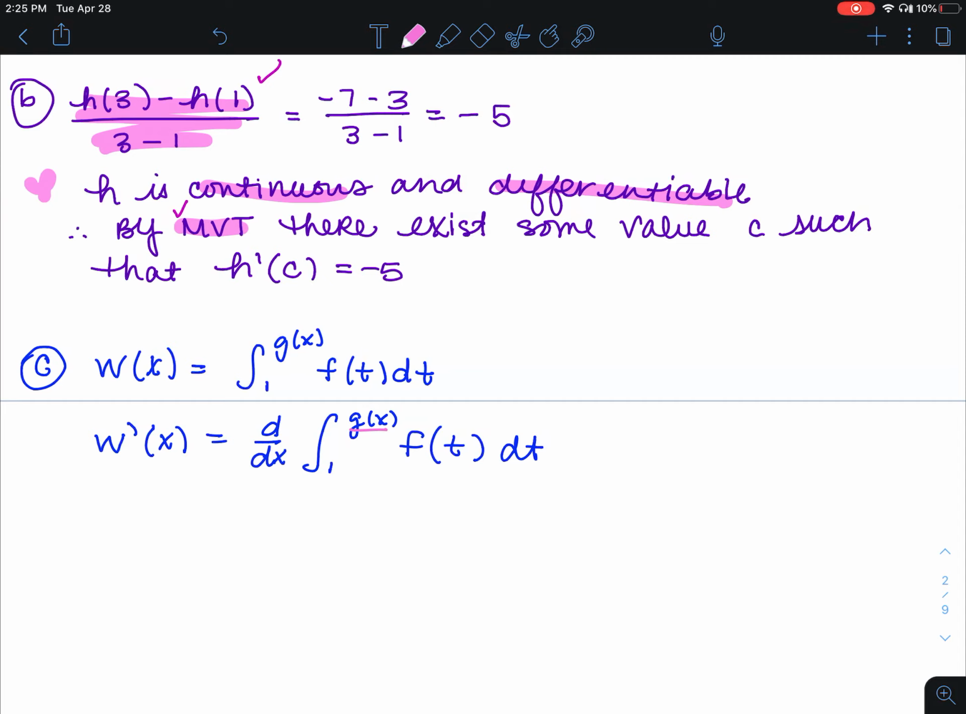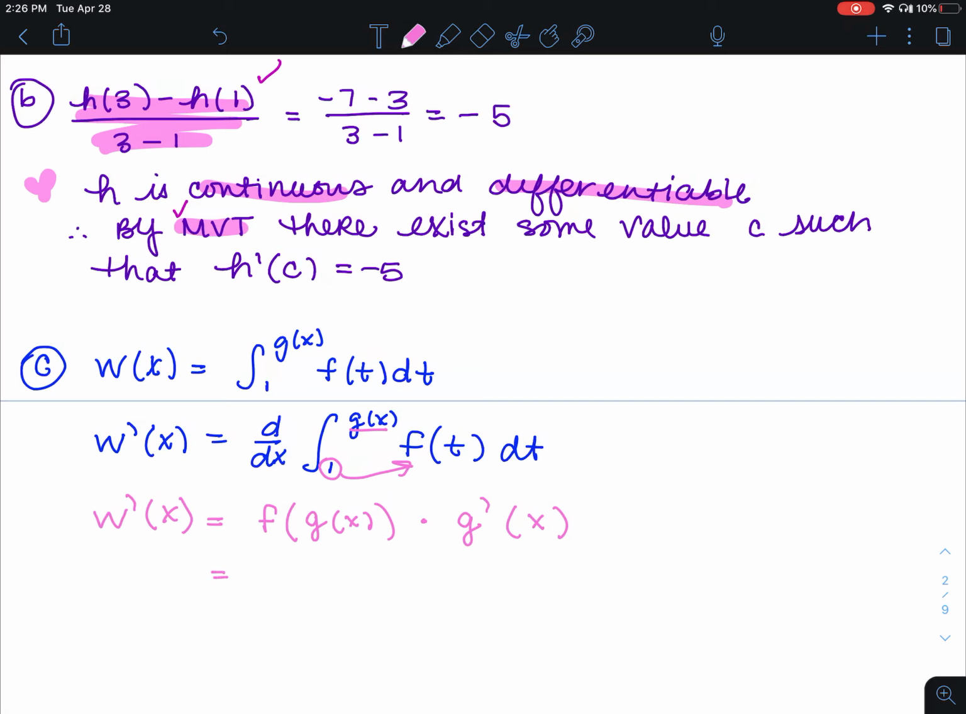And so the derivative of whatever this function is at 1 is a constant and therefore is 0. So what you're in essence going to do is take the function, plug in the upper bound function, but then multiply it by the derivative of that upper bound function. So in order to get W prime of x, that's all you need to do here. You don't worry about the constant because again, the derivative of the constant is 0.